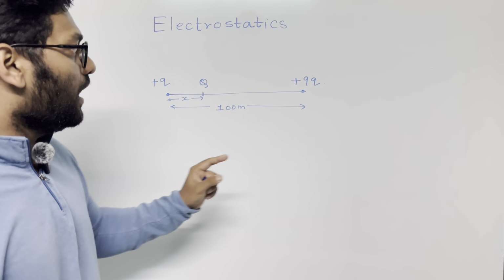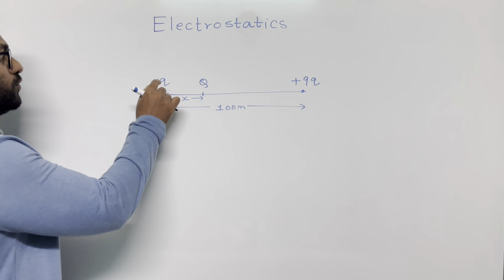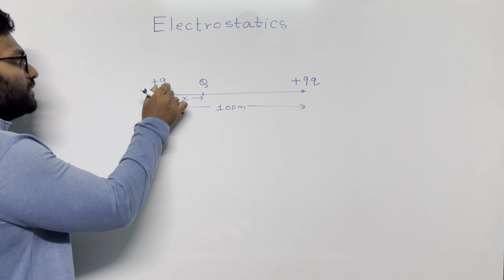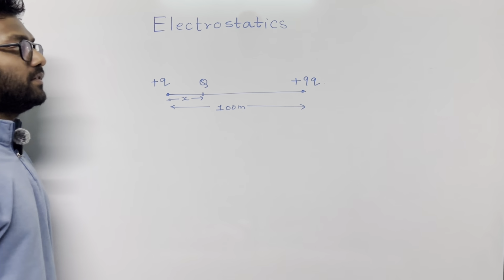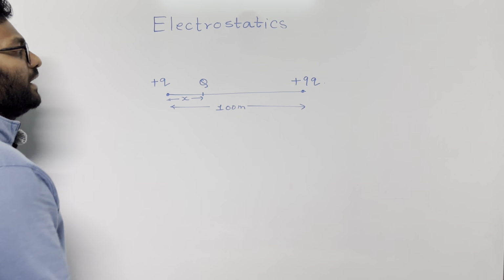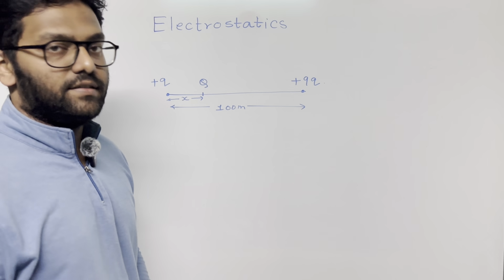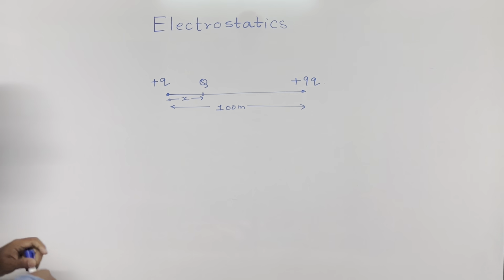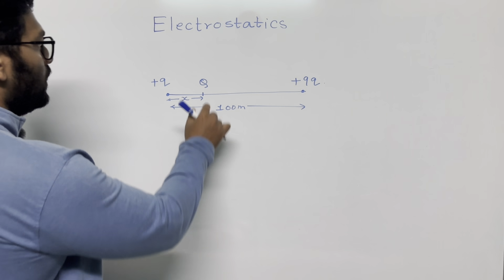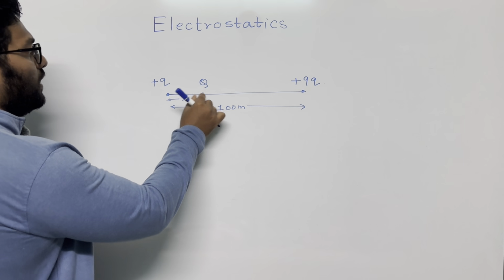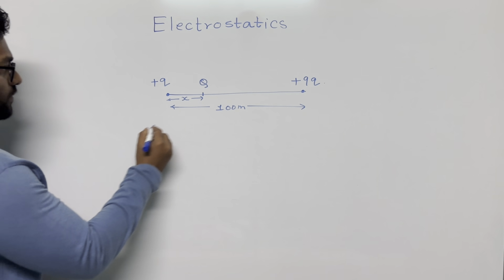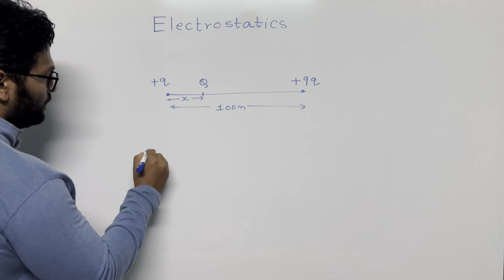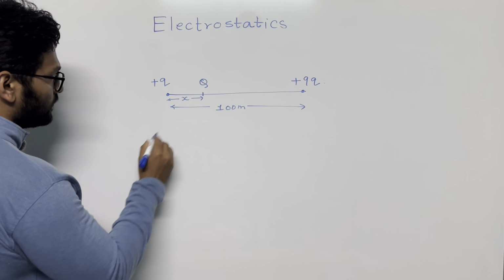What mattered is the position. At that position, you keep any charge, the net force will be 0. Till now. But now they will ask you to have a net force on this as 0, net force on this as 0, net force on this as 0. So here the magnitude and the sign will matter. Okay, let's see how it matters. First, I want to find out the position such that the net force on the charge Q is 0.